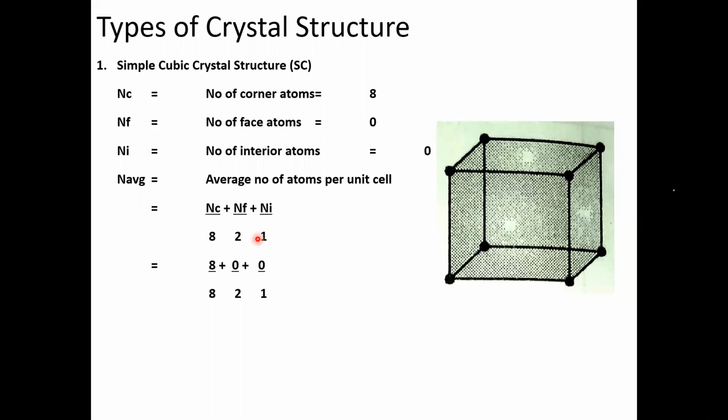Okay, very nice question. This type of question must come to your mind: why will these numbers be there? So Nc by 8 plus Nf by 2 plus Ni by 1. The average number of atoms per unit cell for simple cubic structure is 1. So the answer is 1 here.